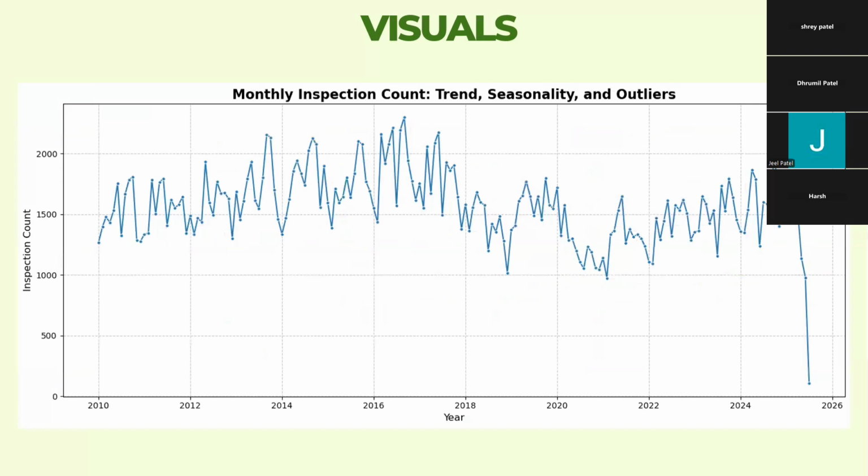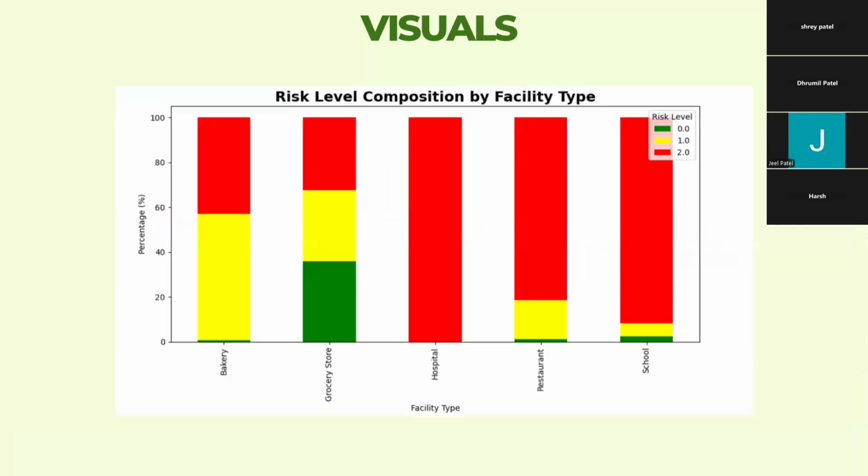As we can see in the monthly inspection count, there's a bit of variation at the end of the year. Like you can see in 2025, the inspections are down. I don't know why, but before that, there was a steady count of inspections. A lot of inspections were done in 2016, but after that they went down a little, but stayed the same till 2024. But in late 2025, the inspections went down. Can you move to the next slide, please?